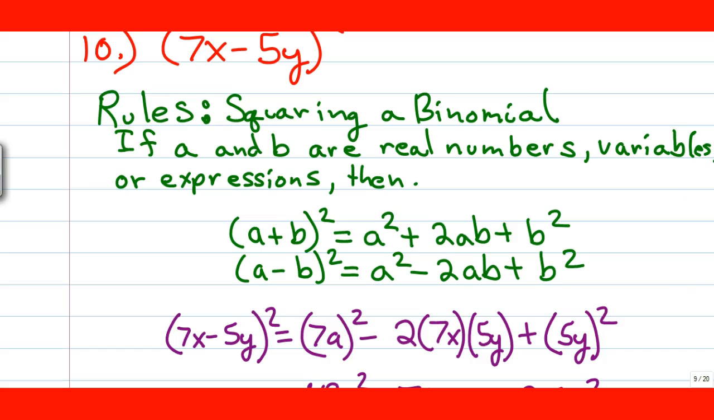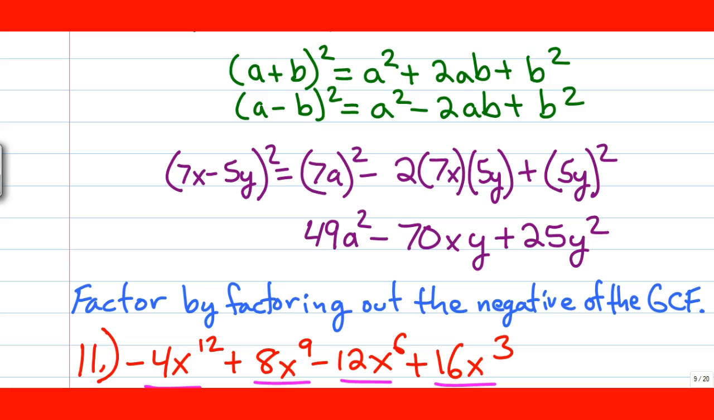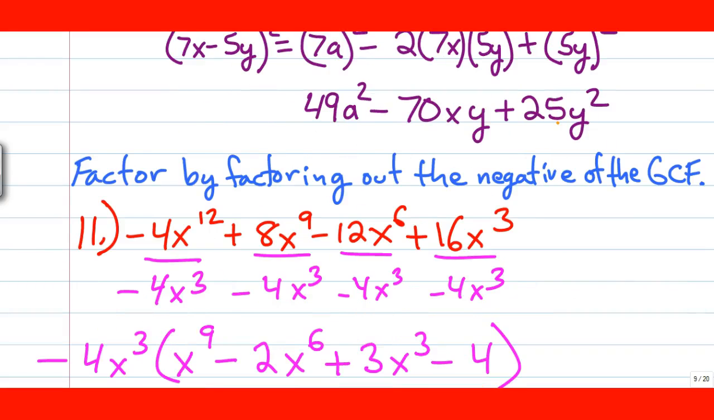Let's finish out the problem. So 7 times 7 is 49. x times x is x squared. 2 times 7 times 5 creates a 70. Carry down the x and the y. And then 5 times 5 is 25. And y times y is y to the second. And there's my final answer.